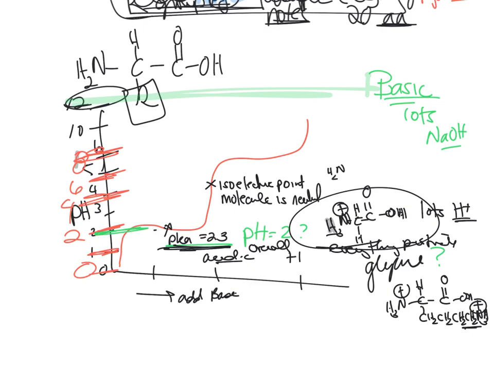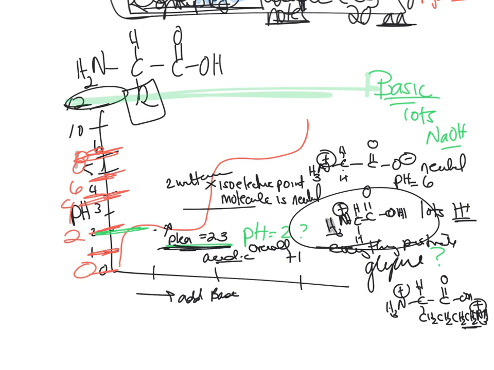Isoelectric would mean that this is minus and this is plus. Minus and plus, that's neutral. So this is where your zwitterion is, the isoelectric point, and that's at a pH of 6. And then you go up here to pK of 9.6. Okay, we're under basic now.